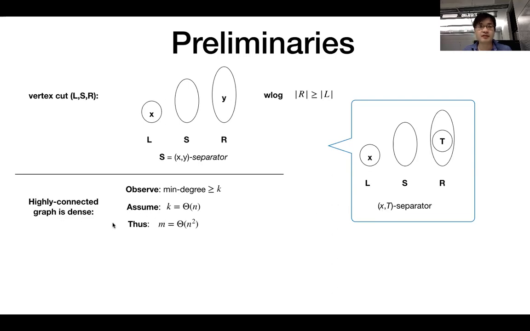One important observation from a highly connected graph is that it's dense, because we can observe that the minimum degree is at least K, where K is the connectivity. This is because if the minimum degree is smaller than K, then I can just output the minimum degree node's neighbors, and I would get a smaller cut. Now, because we assume that the connectivity is very high, to be linear, the total size is n squared.